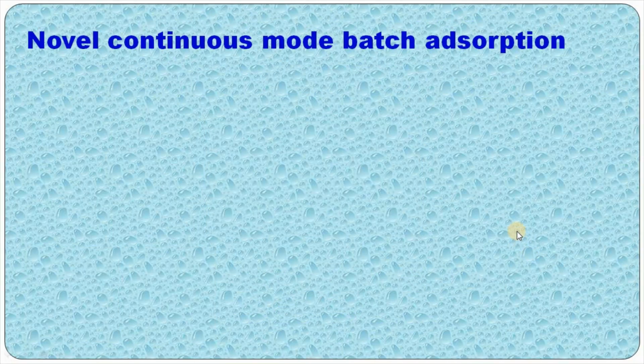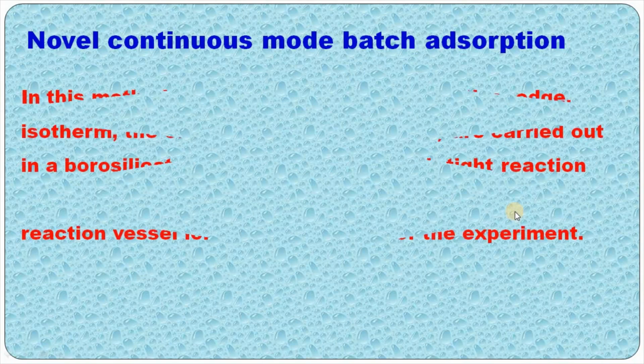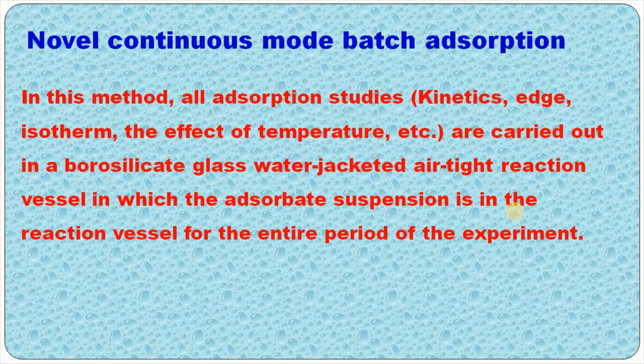We use a novel continuous mode batch adsorption to study the removal performance. In this method, all adsorption studies, for example kinetics, pH, isotherm, effect of temperature, etc., are carried out in a borosilicate glass water-jacketed airtight reaction vessel in which the adsorbate suspension is in the reaction vessel for the entire period of the experiment.